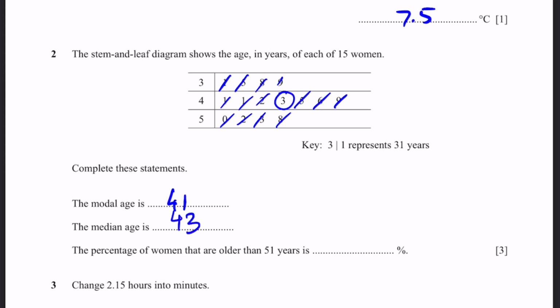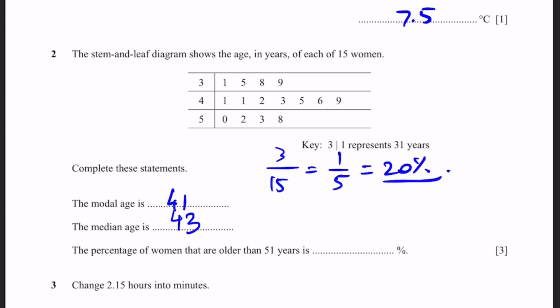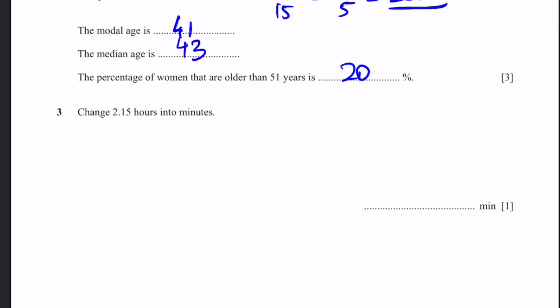The percentage of women that are older than 51 years old is dash percent. Let's remove these to see the numbers clearer. We can see that older than 51 are 52, 53, and 58. So that's 3 out of a total of 15 women, which is 1 by 5, 20%. That's the answer.